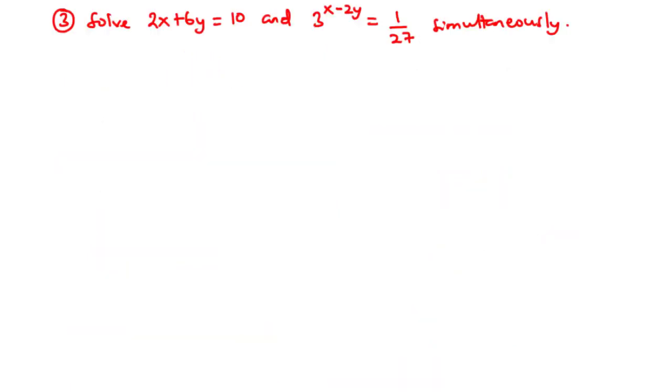So for the third example, or the third question, we have a linear equation as well as an exponential equation. Now, how do we solve these two equations simultaneously? Let's do this together. We have the first equation to be 2x plus 6y equals 10. Let's call this equation 1. And then we have 3 exponent x minus 2y equals 1 over 27. Let's call this equation 2.